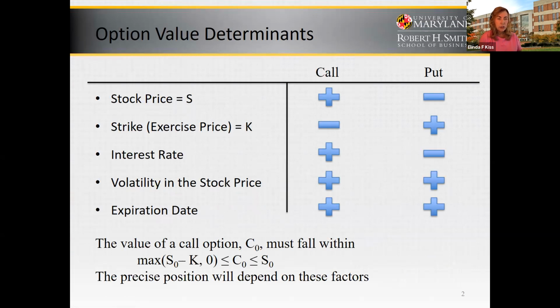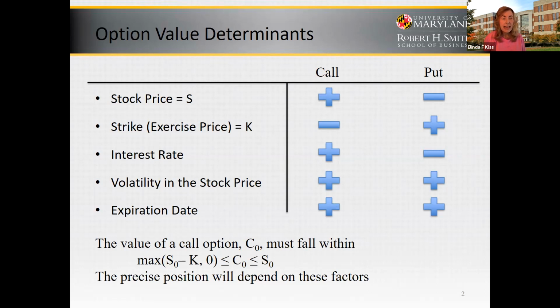For a call option, the call becomes more valuable the higher the stock price goes, and the opposite for a put option. Strike, also known as exercise price, is the price at which you'll be able to buy that asset by exercising the call option, or the price at which you can sell that asset if you exercise the put option. The higher the strike, the less value the call has. The higher the strike, the more value the put has.